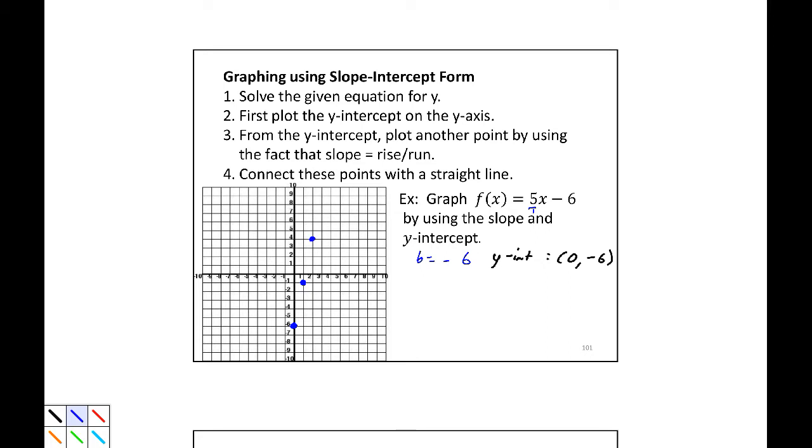We can do that again. Let's see, that would be 9. So the point (3, 9). If you notice, those form a line. And we will connect these points with a straight edge. There is our graph.